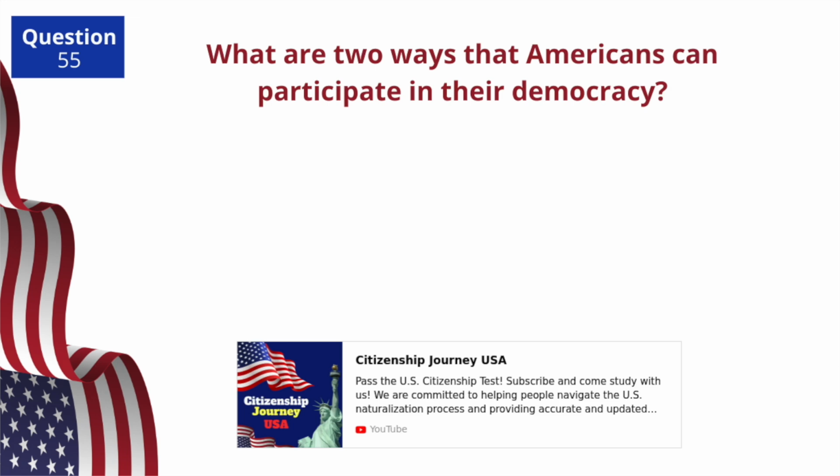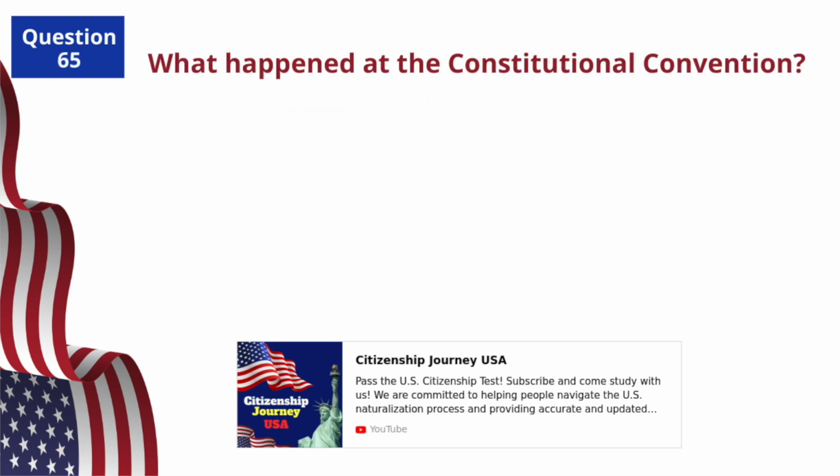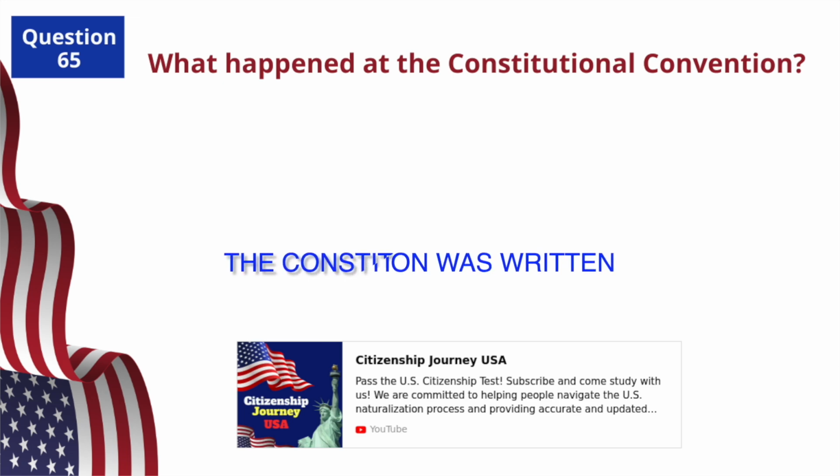What are two ways that Americans can participate in their democracy? Vote. Join a political party. What happened at the Constitutional Convention? The Constitution was written.